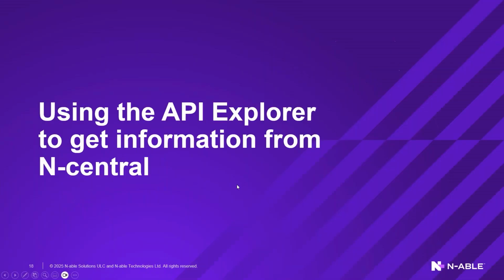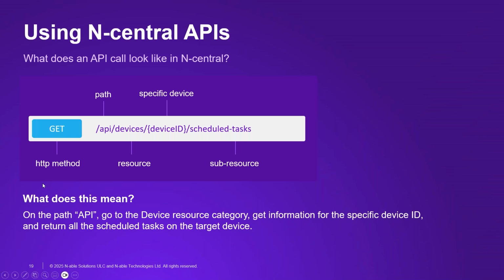Okay. So next, let's talk about using the API Explorer to get more information out of your N-Central server. First of all, when using N-Central APIs, this is what an API call looks like. This is an example of a GET call. GET is the HTTP method here. The path is the API. The resource or the category that we're using is devices. The sub-resource is a scheduled task.